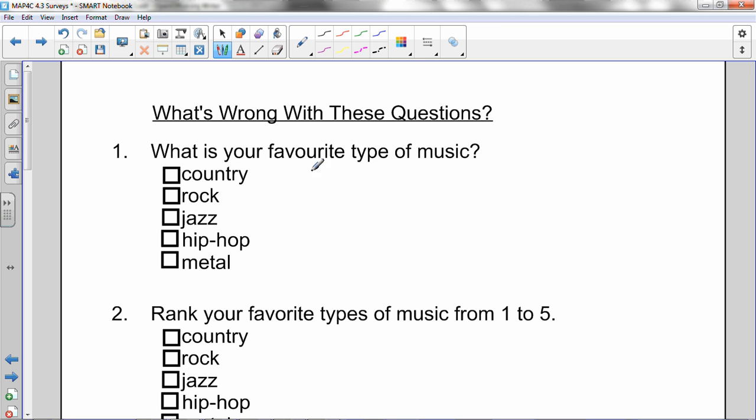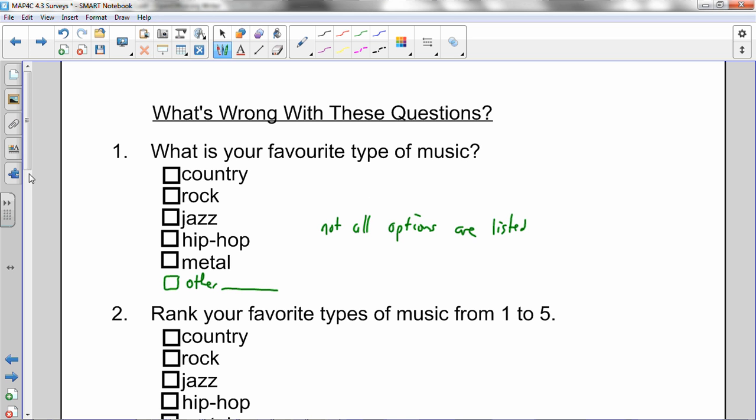But what's wrong with these questions? This is a checklist question. What's your favorite type of music? Check them. Right. Of course, what happens if it's not there? Right. The problem is it is not all options. That's the problem with a checklist. Well, how do you fix that? You do this sort of thing, right? That would make sense to do that.